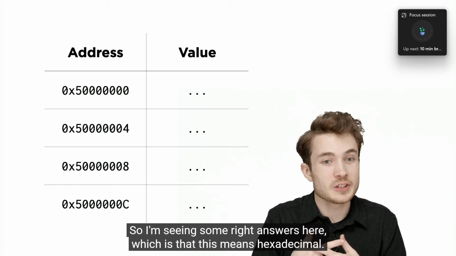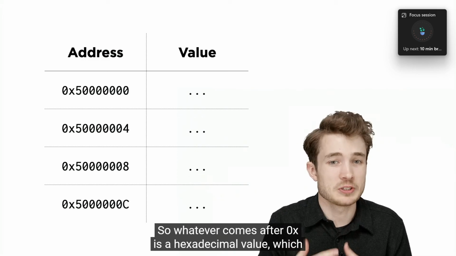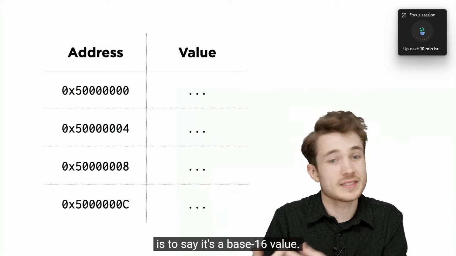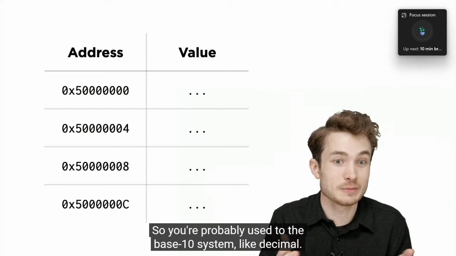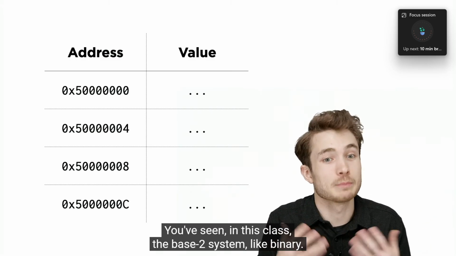So I'm seeing some right answers here, which is that this means hexadecimal. So whatever comes after 0x is a hexadecimal value, which is to say it's a base 16 value. So you're probably used to the base 10 system, like decimal. You've seen in this class the base 2 system, like binary.